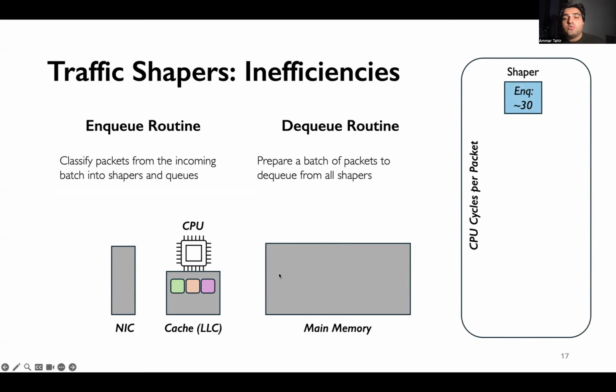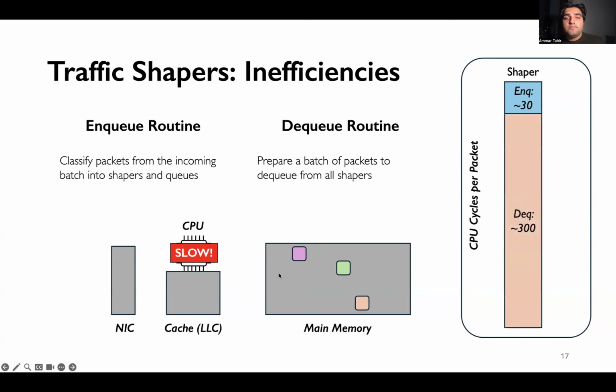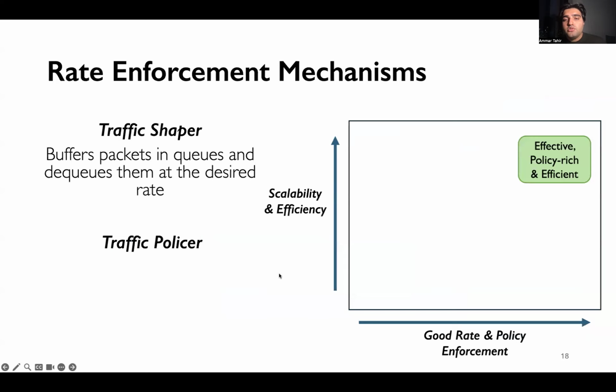At the time of DQ, the CPU must prepare a batch of packets to be DQ'd from all the shapers to transmit. Now, since DQ of a packet takes place after some time, the packets are no longer in the cache and must be fetched from the main memory to be processed. And this part of the shaper pipeline is quite slow and consumes about 300 cycles per packet on average. So, while shapers can be quite good at rate and policy enforcement, they are quite inefficient to implement.